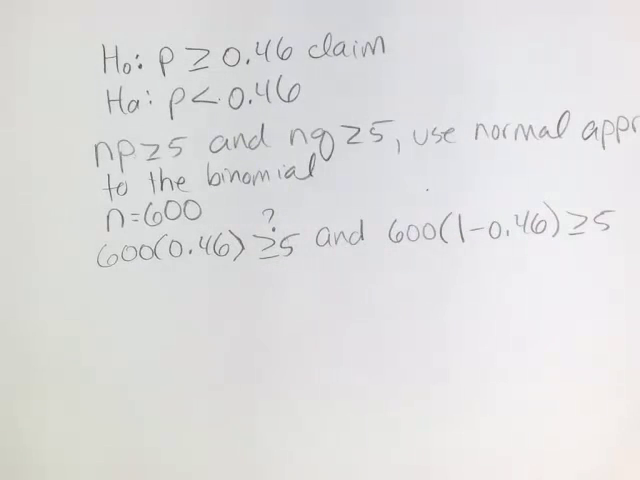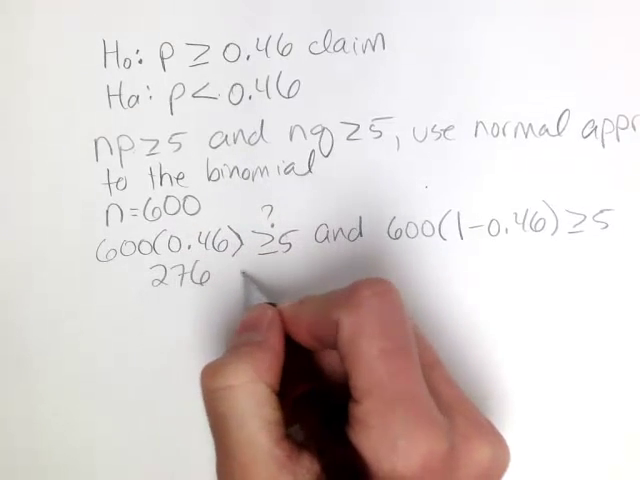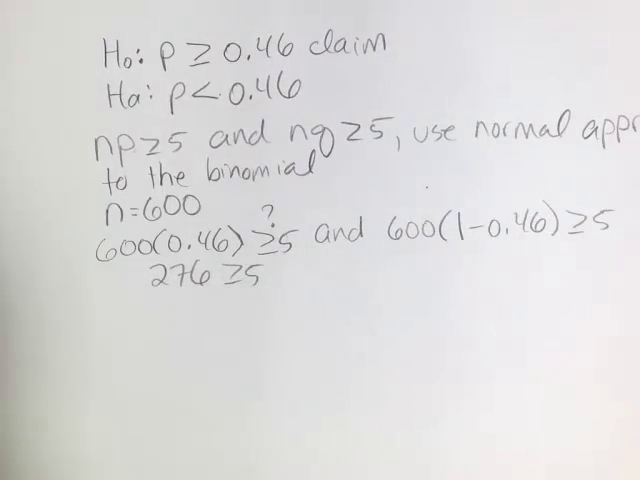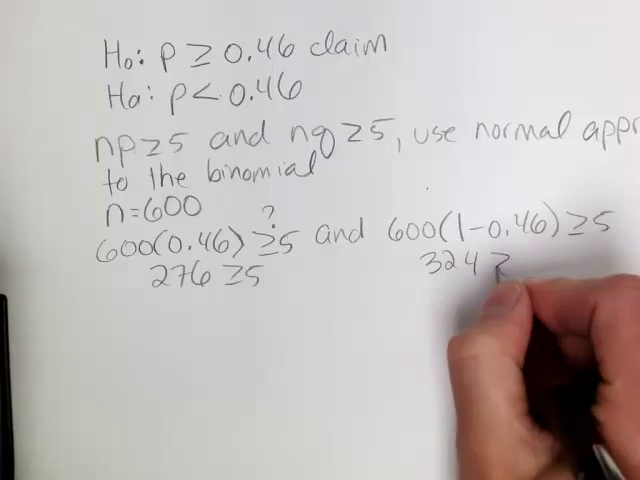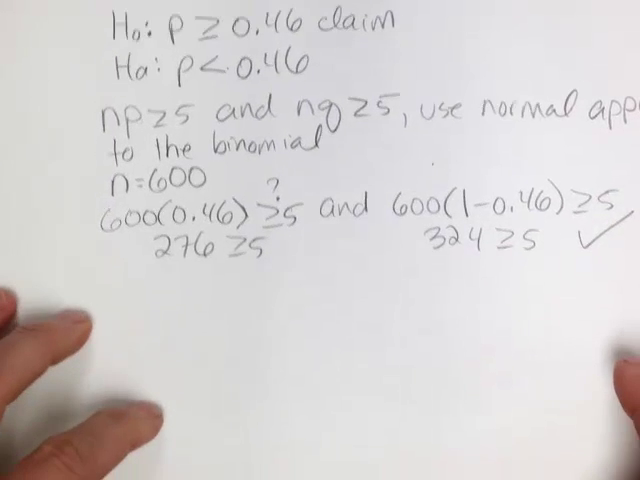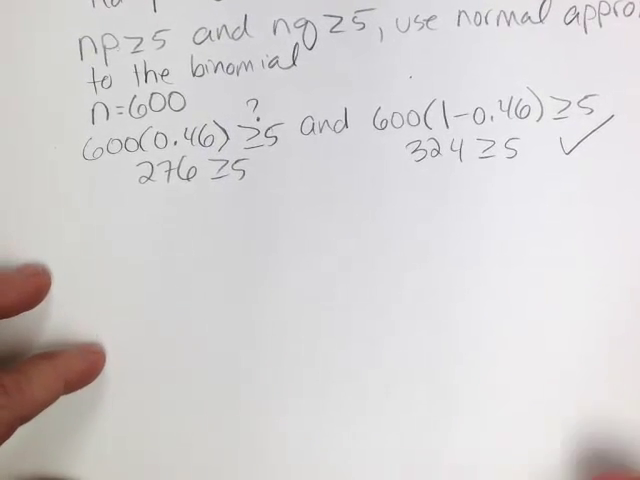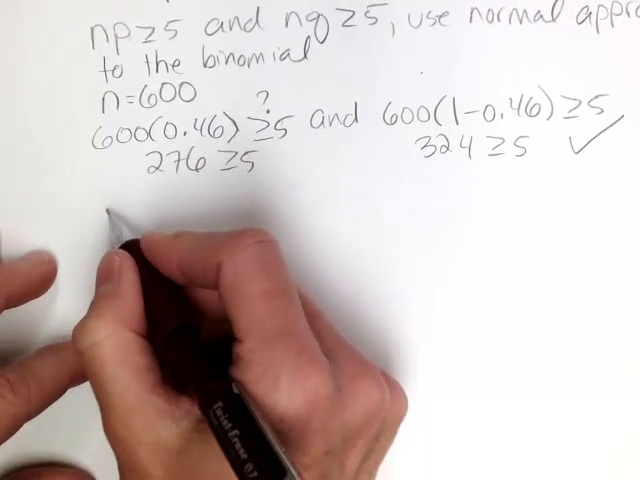This value, 600 times 0.46, is 276. Clearly that's at least 5. And this one here is 324, and that's also at least 5. So we can go ahead and use a z-test for this, the one proportion z-test in the calculator. Let's go ahead and calculate the standardized test statistic.